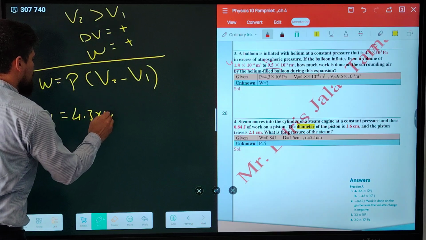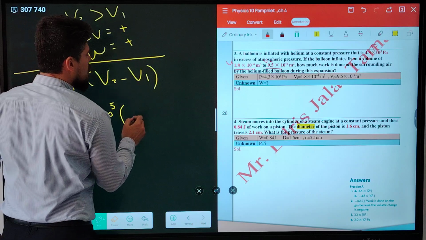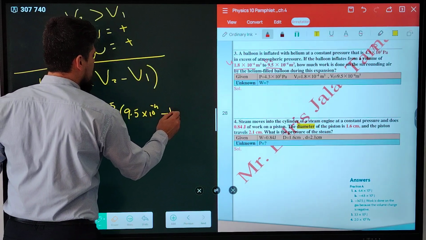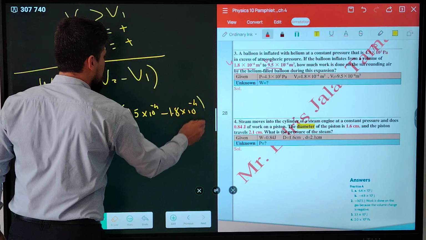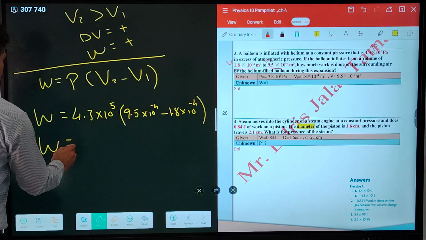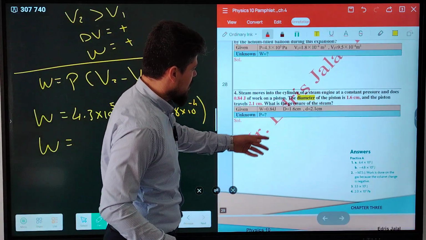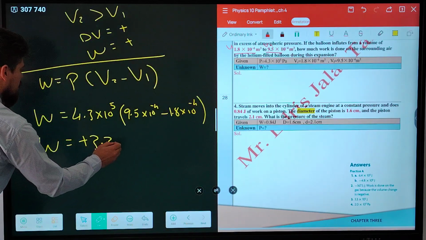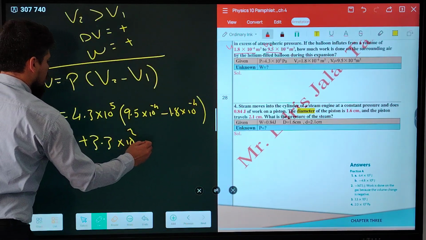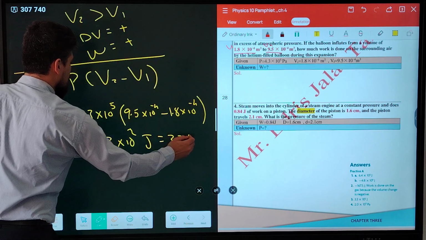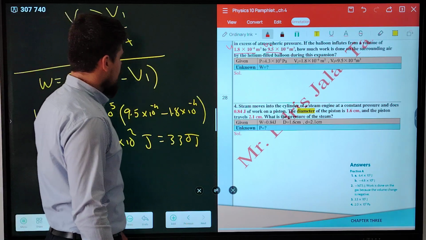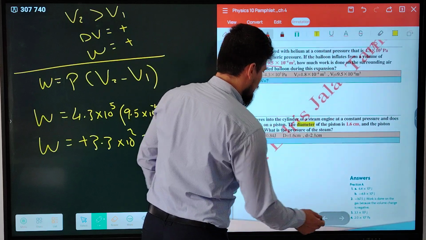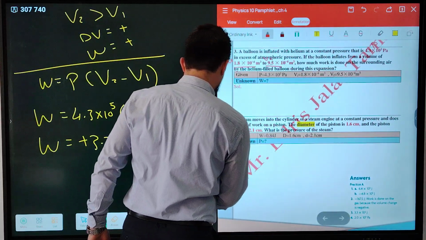Pressure is equal to what? 4.3 times 10 to the power 5. V2 is 9.5 times 10 to the power negative 4 minus 1.8 times 10 to the power negative 4. Work is equal to what? In question 3, work is equal to positive 3.3 times 10 to the power 2 joules, or 330 joules.